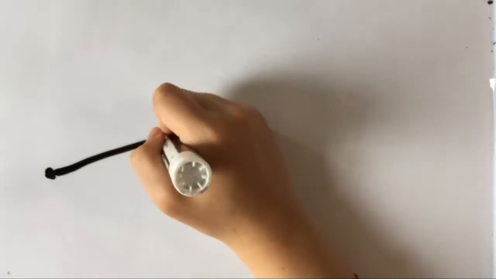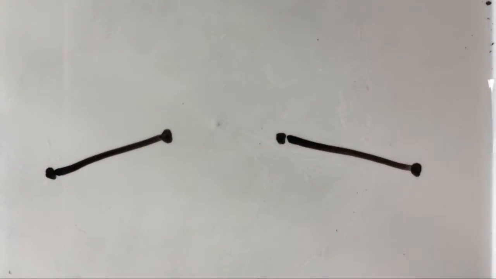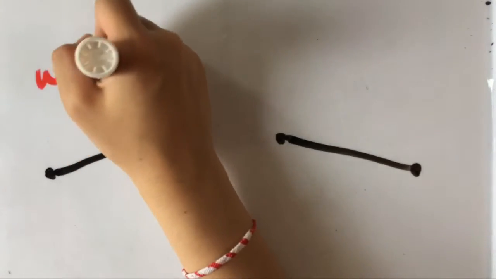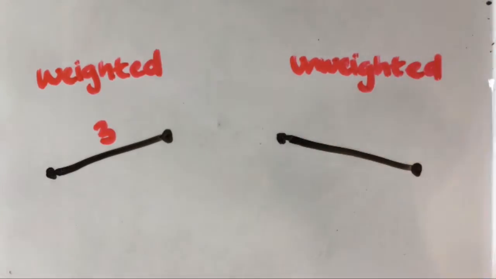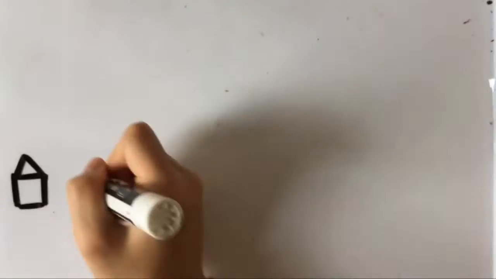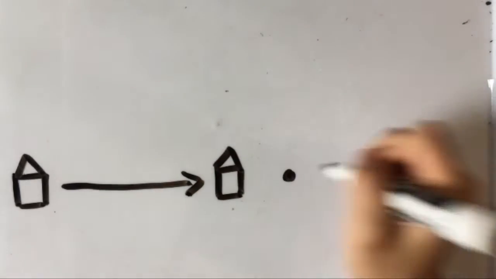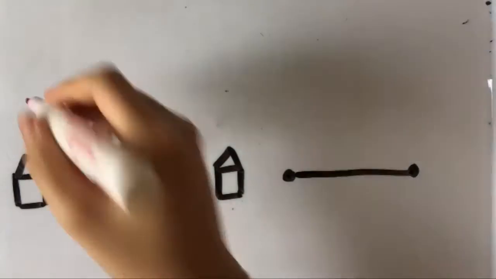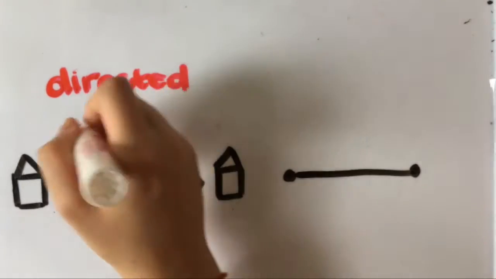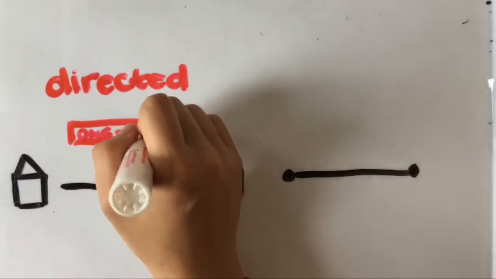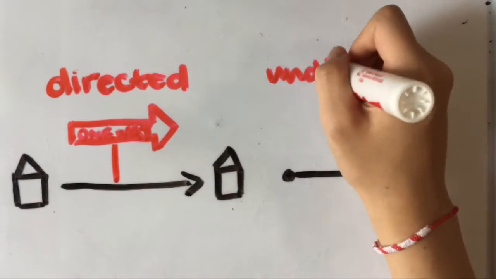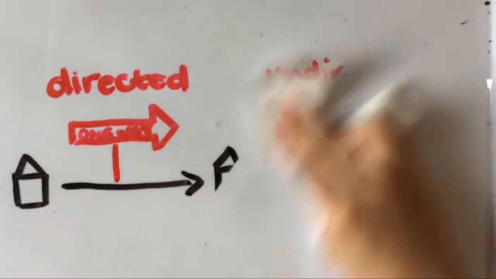Just as roads may vary in length, edges too may vary in weight. A weighted graph is a graph in which each edge is given a particular weight. Likewise, an unweighted graph is a graph in which edges are not given a weight. Edges can be directed, meaning they can only be traversed in one direction, or undirected, which means that they can be traversed in either direction. A directed graph is a graph with directed edges, whereas an undirected graph is a graph with undirected edges.